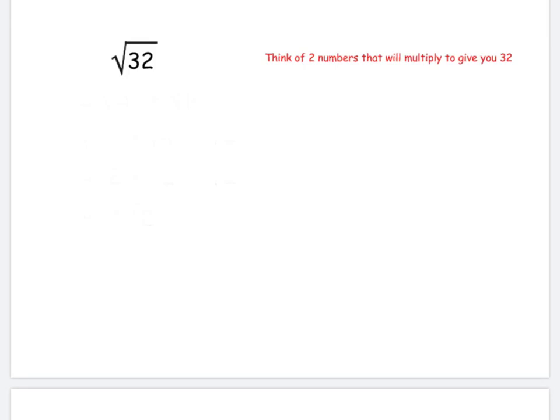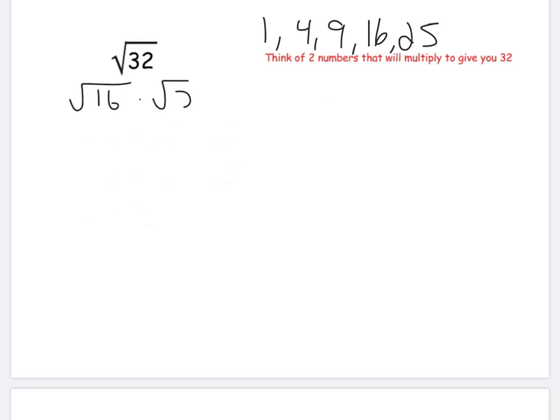Then if we did 32. So again, my first couple perfect squares are 1, 4, 9, 16, 25. Those are the ones that are less than 32. So the biggest one that I could use would be 16. So I could break this down into the square root of 16 times the square root of 2. The square root of 16 is 4, and the square root of 2 we don't know, so my answer then would be 4 square roots of 2.